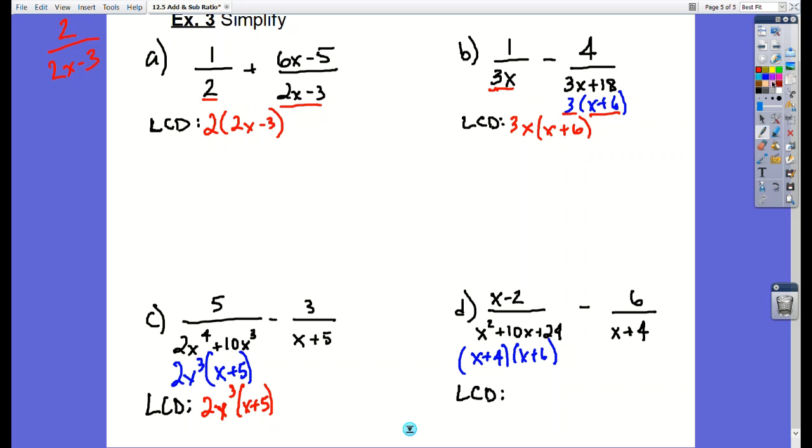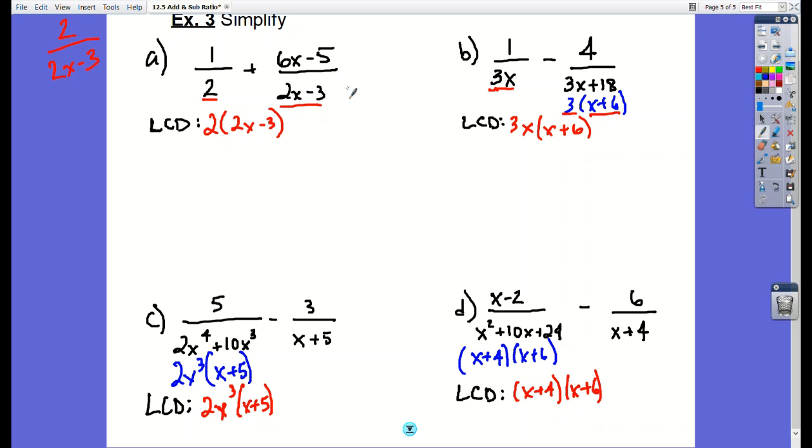List your different factors, so I see an x plus 4, an x plus 6, and then go to your next one. It's x plus 4 again, so that's it. We've covered everything for you guys. So with part A, what we need to do is multiply the top and the bottom of each fraction to make the denominators the same.